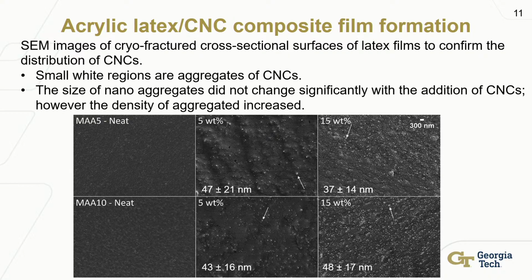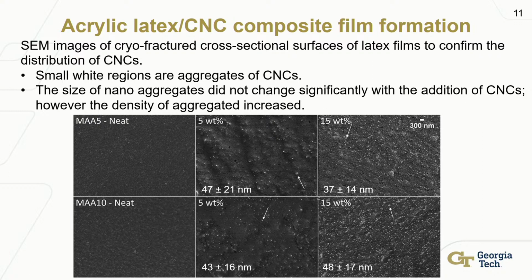So if we look with SEM at cryofractured cross-sections, so we took the films and fractured them and looked at the cross-section, you can see these are the two neat surfaces. There is a little bit of structure and roughness there on the neat acrylic. But at 5 and 15% cellulose, you begin to see these domains that appear white in the SEM. And I have the average size that we analyzed. They're between, say, 37 to 47 or 48 nanometers, depending on the image. So they're essentially under 50 nanometer domains where you're seeing these cellulose nanocrystals show up as small aggregates.